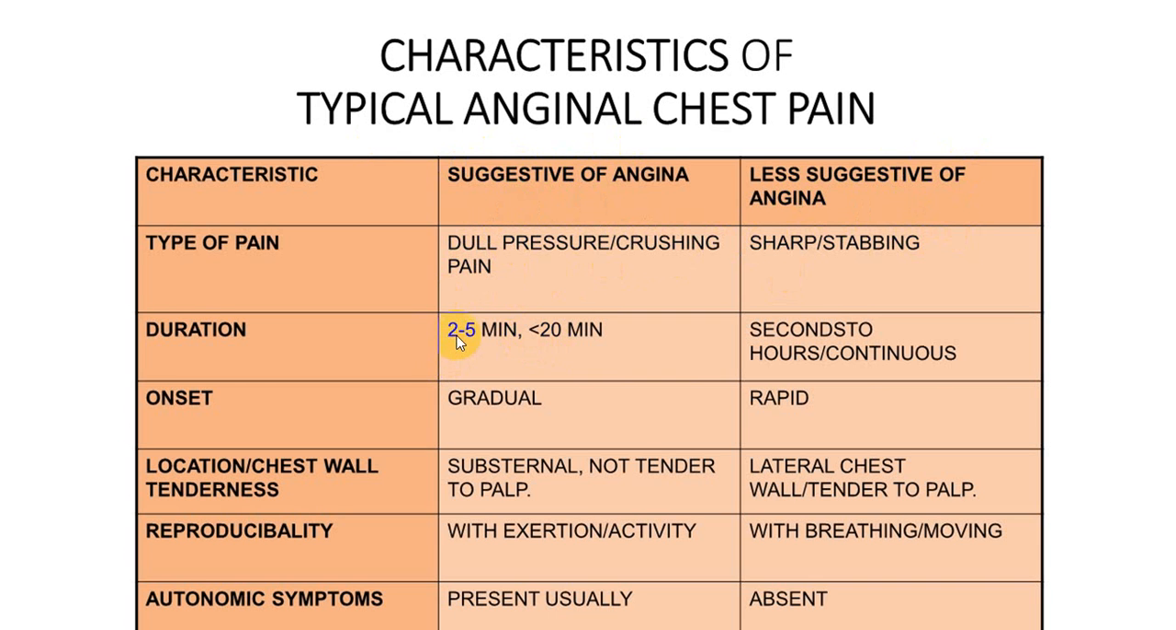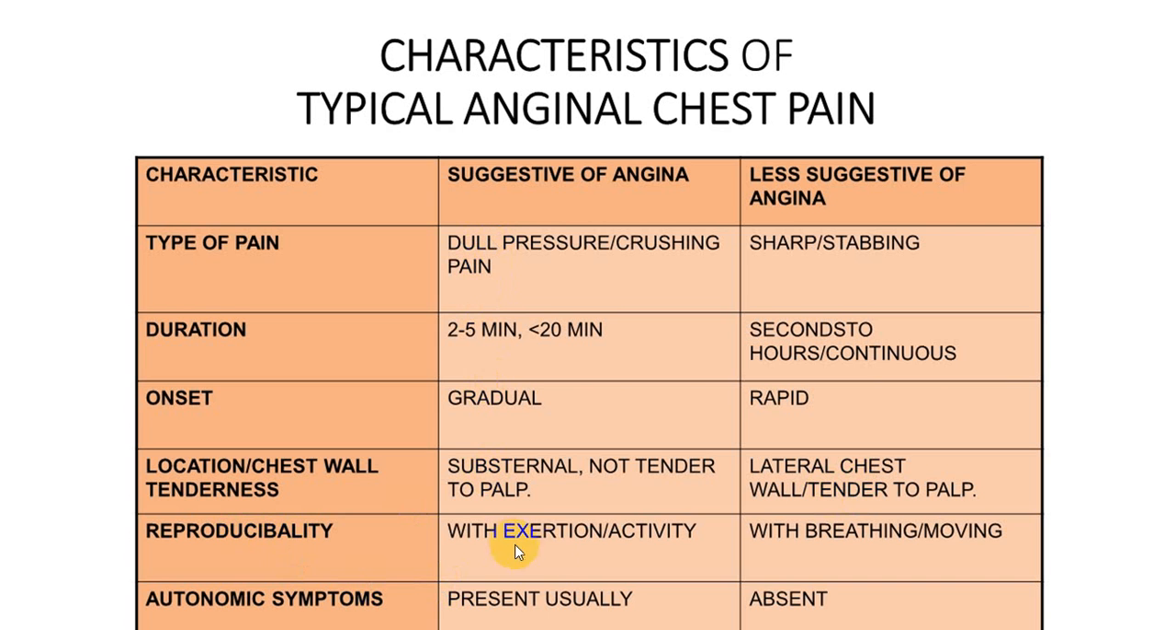This is between 10 to 15 minutes, while this is for hours. Onset gradual, while this is rapid. This is on exertion. There is no local tenderness. The distribution wise precordial, substernal, and radiates to the typical sites. While this is pinpoint, there is a local tenderness.